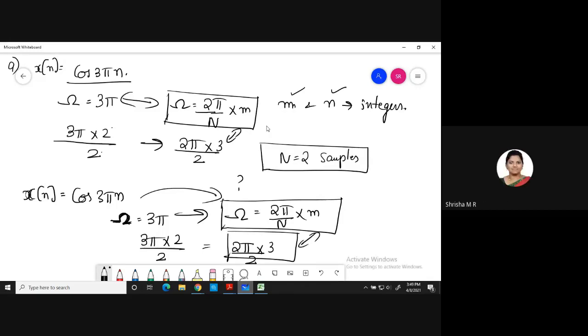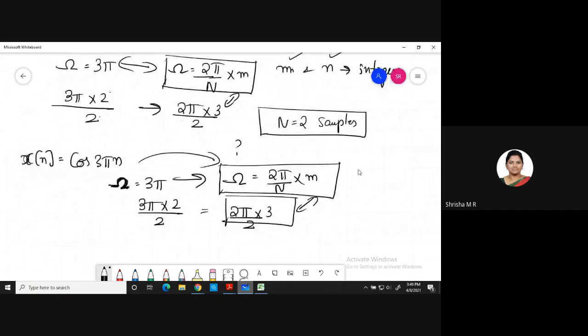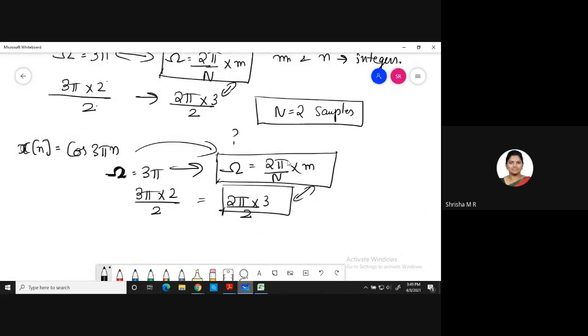We have expressed that, just rearranging and keeping it in 2 pi by n into m form, where m and n are integers. Okay, so you have n as 2 samples. Clear?